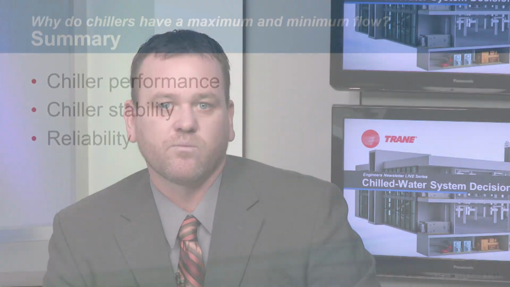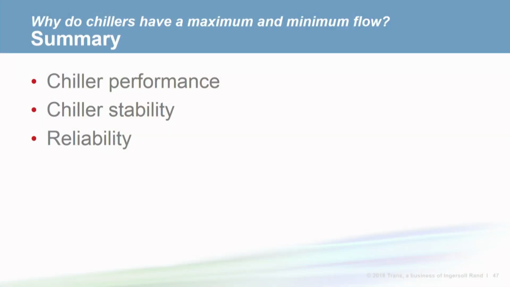So to summarize, chillers have a minimum and maximum flow rate limitation that should not be violated for 3 major reasons. First is chiller performance. Staying within the range of flow rates will allow for efficient operation of your chiller. Second is stability, enabling your chiller to operate in a manner to avoid disruptive shutdowns and loss of temperature control. And finally, reliability, to ensure that your chiller will last for the decades it was designed to last for.